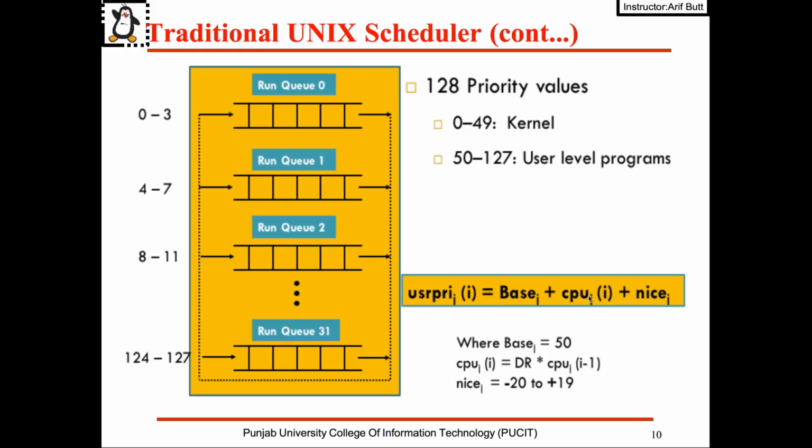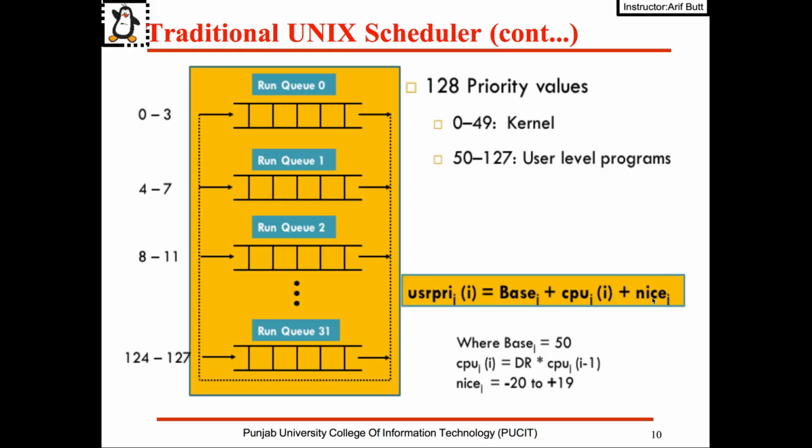The second value, which is added up to the base value, is the CPU utilization of a process through interval I. It is actually calculated by multiplying the previous CPU utilization with the decay rate. And this decay rate in Unix System 5 Release 3 is 1 over 2.